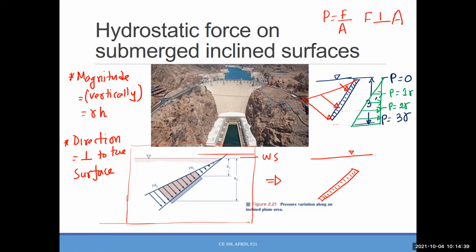It will be trapezoidal. You can see that from here. So from this point, if I say P equals 0, P equals 2 gamma, and P equals 5 gamma. So from this point, it will be P equals 2 gamma, and from this point, it will be P equals 5 gamma. And you add that.